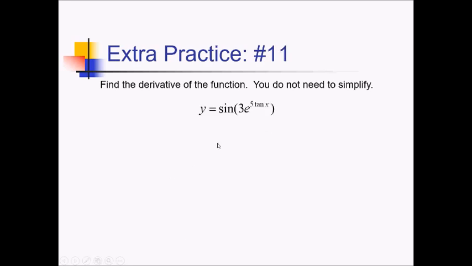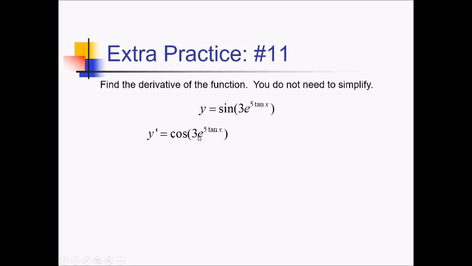For this problem, I'm trying to take the derivative of this crazy expression. So I'm going to have to use a couple chain rules on this one. My outer function, I have sine of something. Derivative of that is going to be cosine of the something. So cosine of 3e to the 5 tan x.